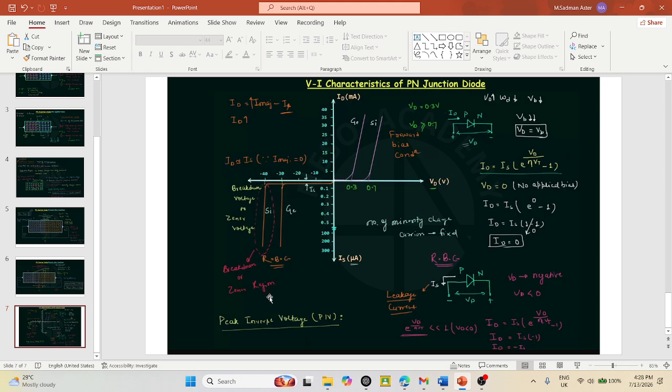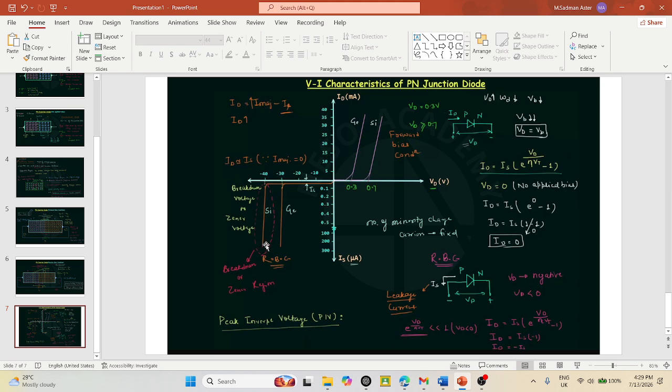There is another term called peak inverse voltage. Peak inverse voltage is the maximum reverse bias voltage, after which the diode current enters the breakdown region and starts flowing sharply in the reverse direction.